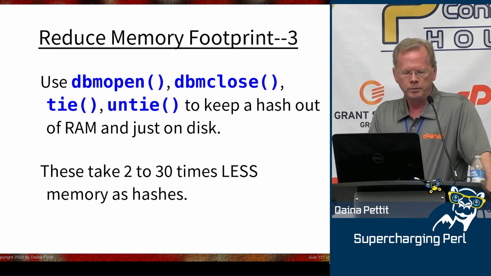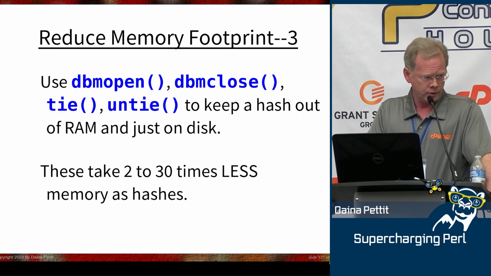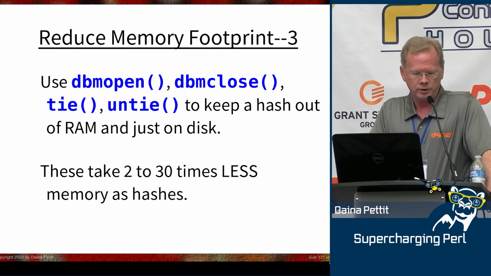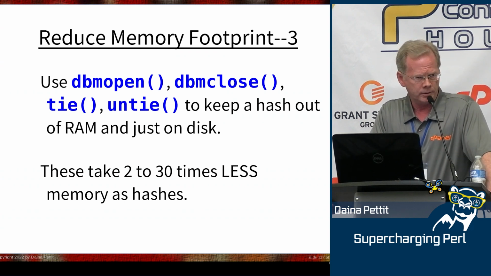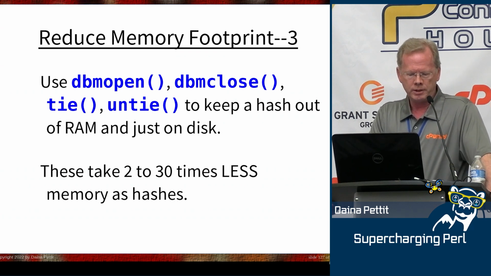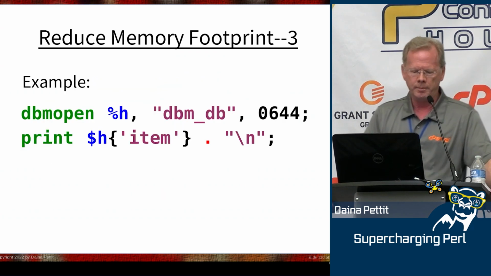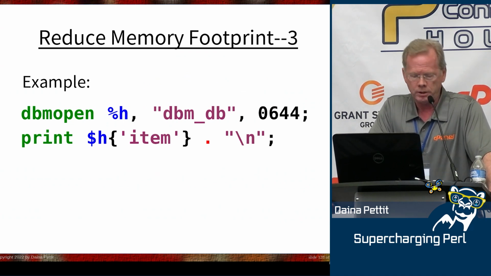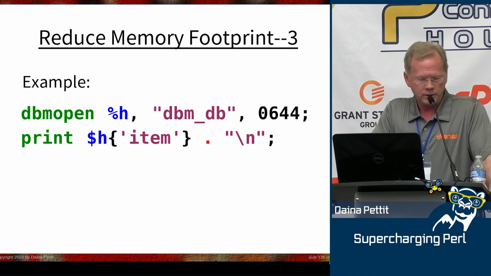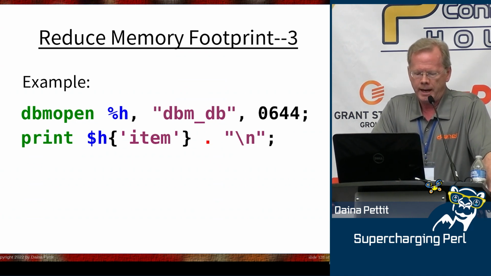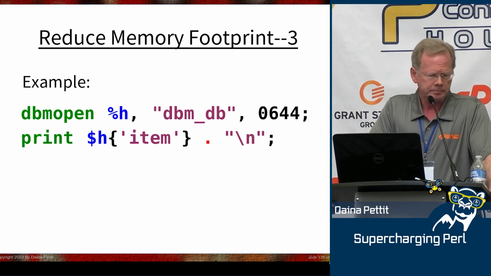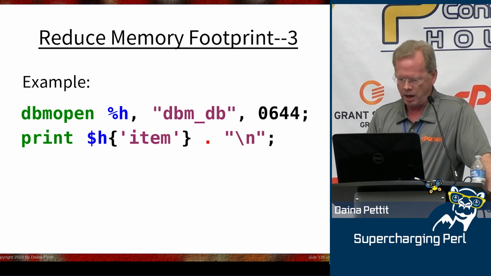Okay, so dbm open and dbm close are kind of discouraged right now. They encourage you to use tie and untie, but dbm open is still available. It's essentially a database format on disk for hashes, and these can actually take 2 to 30 times less memory than hashes. So an example is you'd say dbm open, give it the name of a hash, and then a name of a database. You can make that up. It'll create the database if it doesn't exist. And then when you work on that hash, it will keep that information on the disk. And then you do a dbm close essentially to save that. That can save you a lot of time.